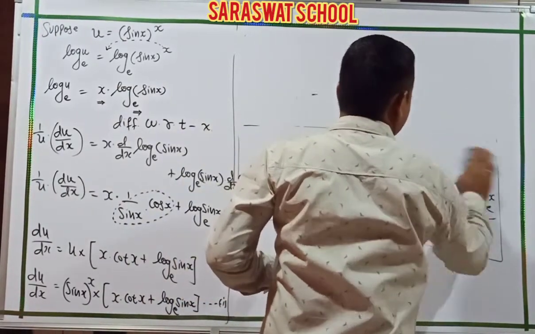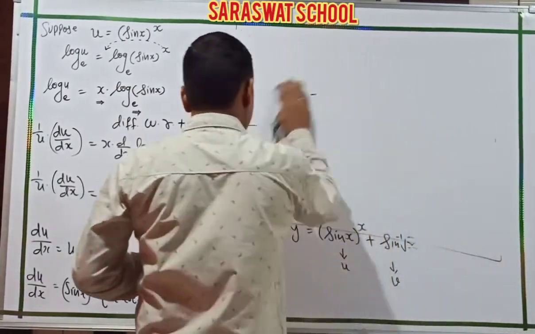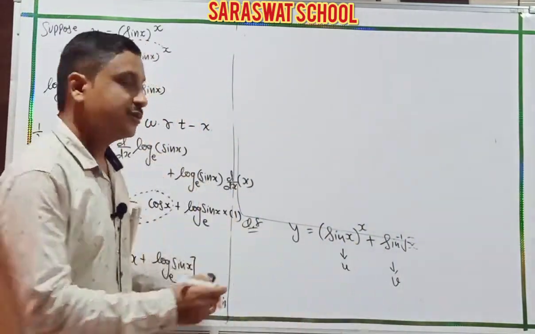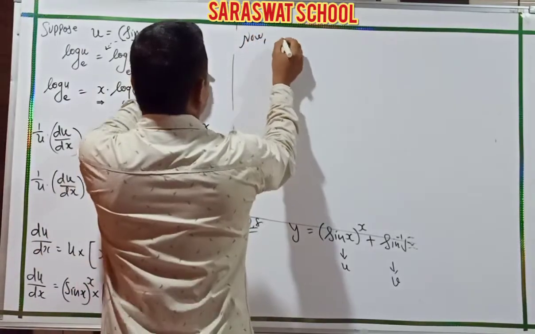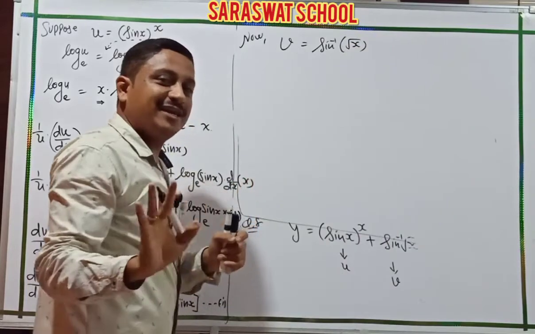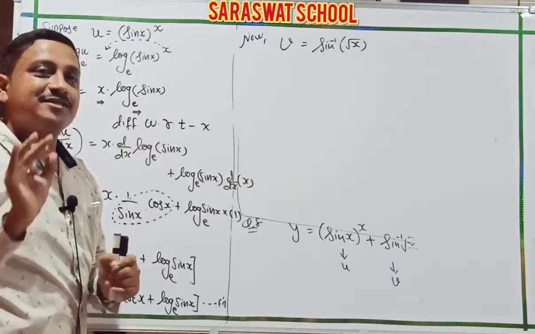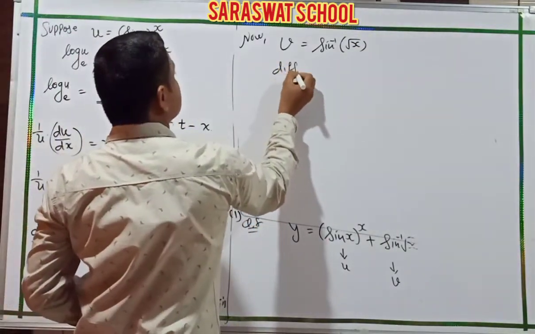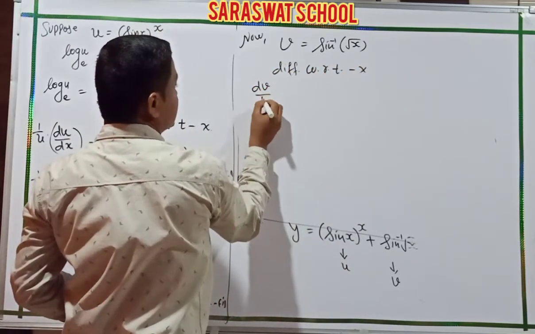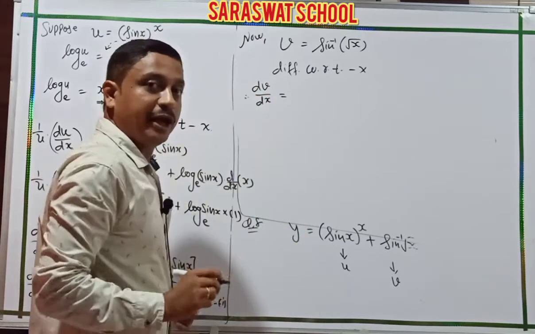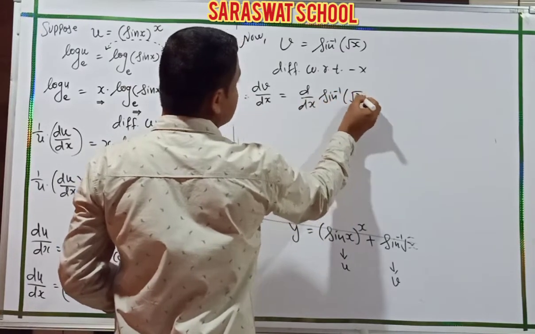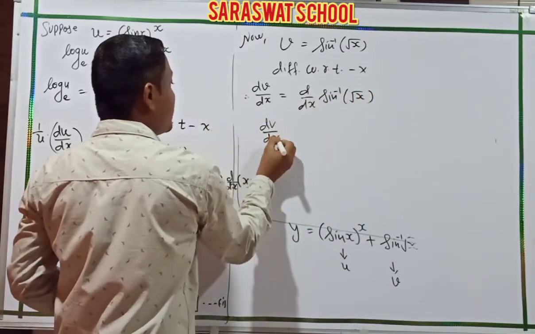Similarly, okay, now students, your v value is this. So now what is v? Sin inverse root x. Here we do not apply taking logarithm on both sides. It is a simple function. Differentiation with respect to x. So dv by dx, and here I take the chain rule, students. Yes, dv by dx, same.